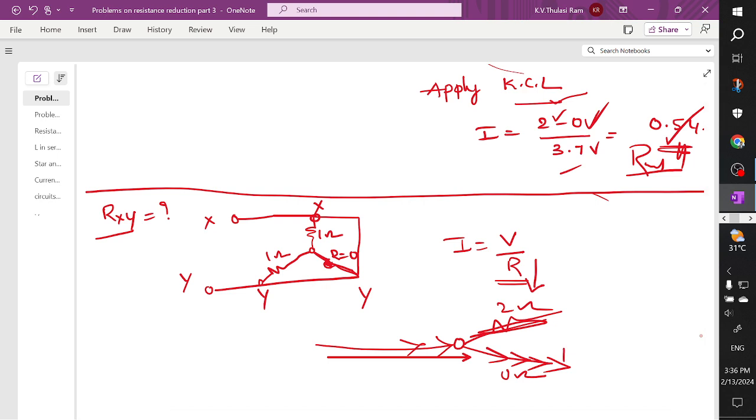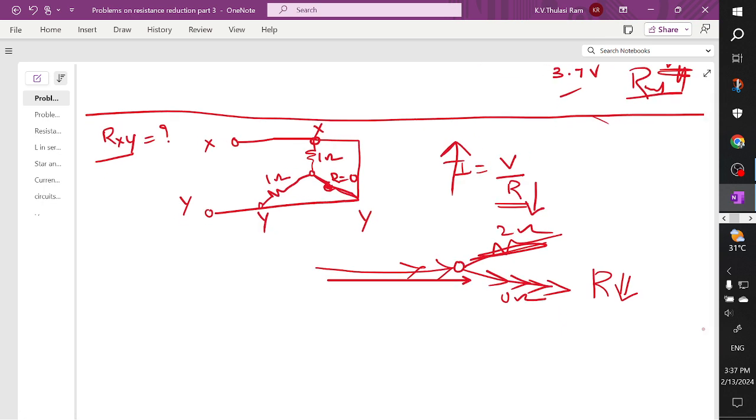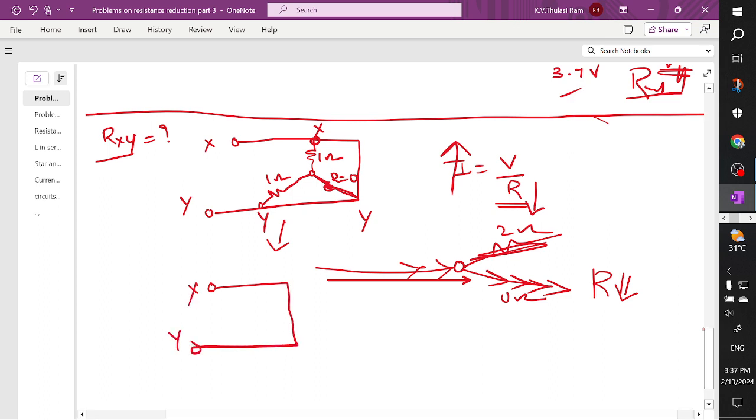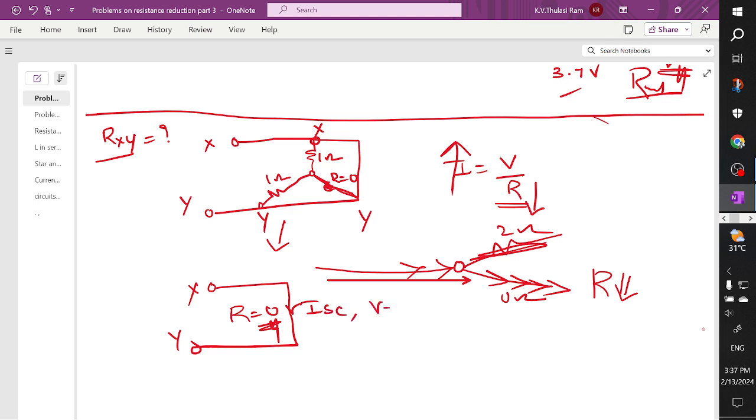Why? Because this is offering as low resistance as possible. As the resistance offered is low, automatically the current will flow only in that direction. As per this concept, you can see here, without solving, I am saying the value between X and Y is R equal to 0, where this is short circuited and the voltage is also 0. Let's try to verify whether our assumption is correct or not.